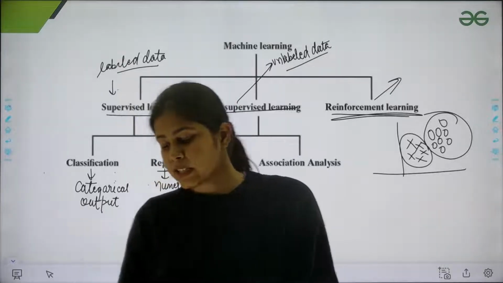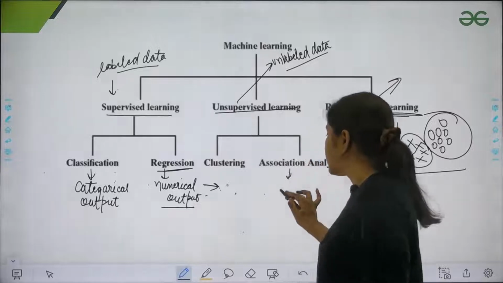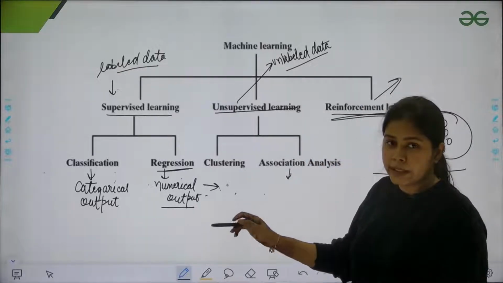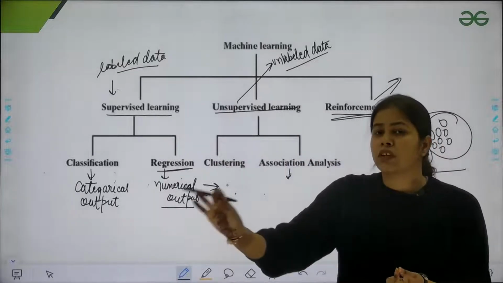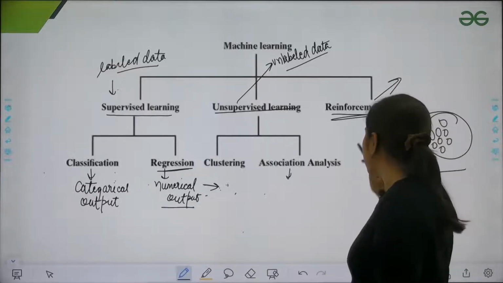Association analysis is the same thing. That means we are going to see whether a particular piece of data is associated with another piece of data or not. That is my association analysis.